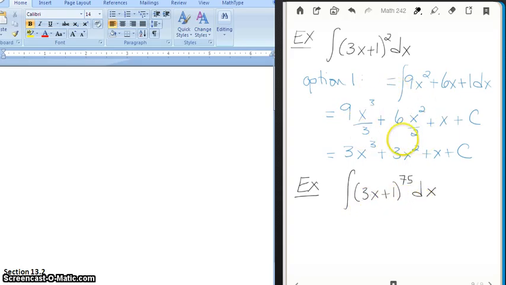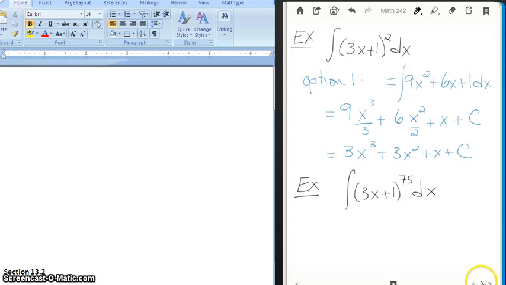This is a perfectly valid option up here if the power isn't too big. But what do we do if the power gets big and we're feeling a little lazy and we don't want to do out all of this foiling? Well, one thing we can do is what's covered in this video, which is what's called making a substitution.